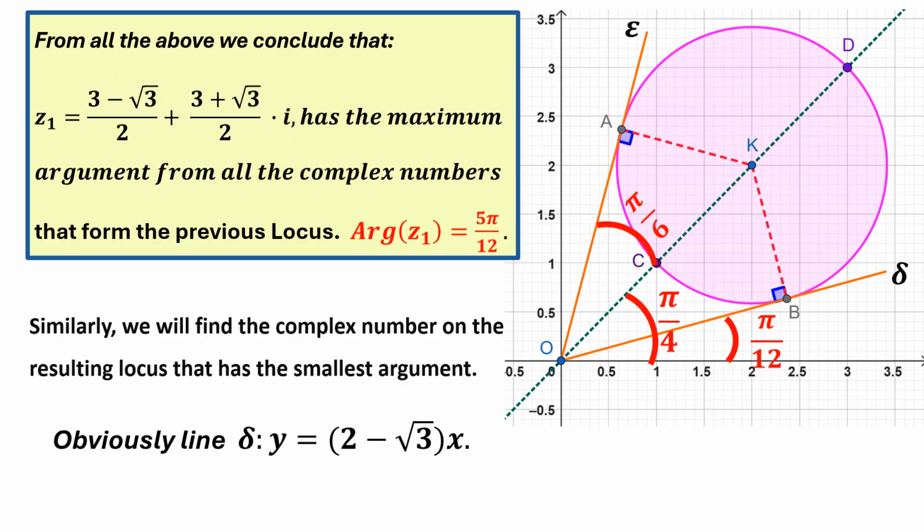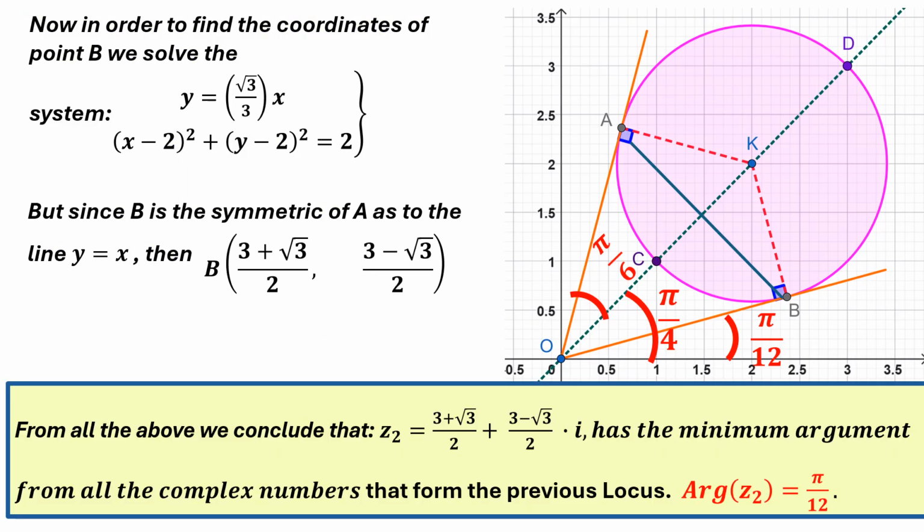In this page we can see the complex number z1 of the locus with the maximum argument. The maximum argument is 5 pi/12. And here we have the complex number z2 of the locus with the minimum argument. The minimum argument is pi/12.